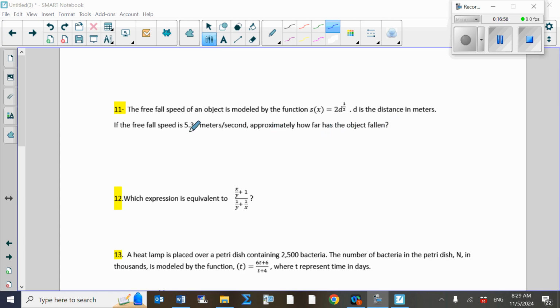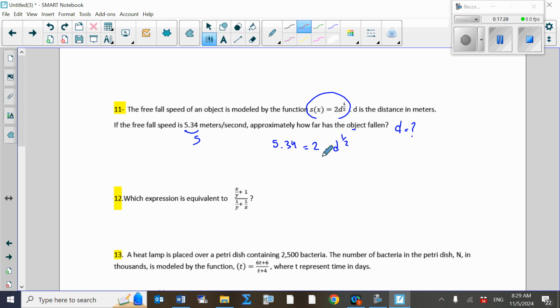So here basically this is the speed, so this is s. And it's asking how far has it fallen. That's the d value that it's asking us to find. So we're looking for the d. So on this function, instead of s, I'm going to replace 5.34. So the s will be 5.34. And I have 2 times d to the power of 1/2. Now I'm going to solve this for d.